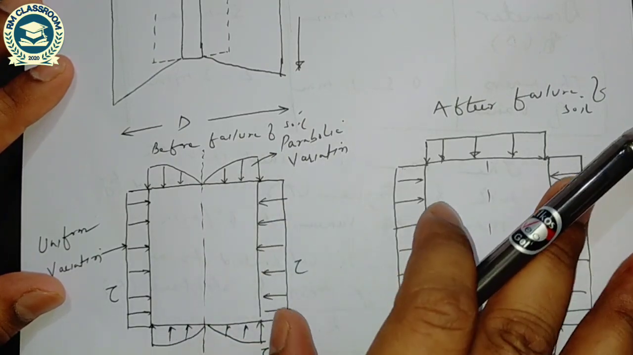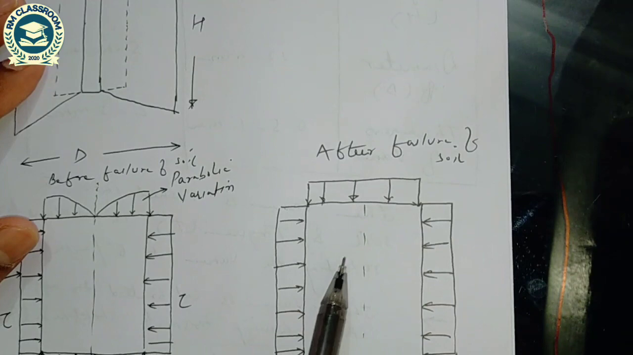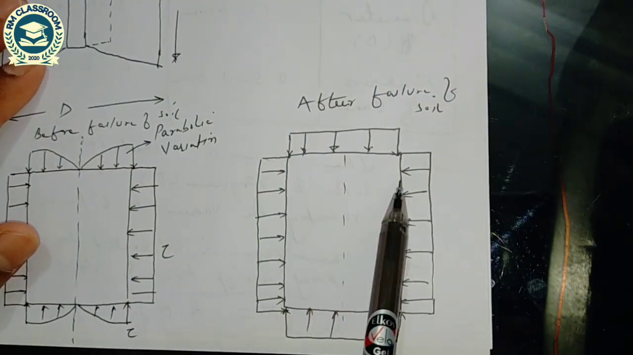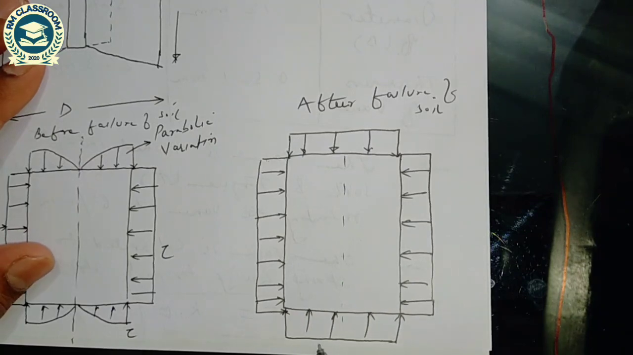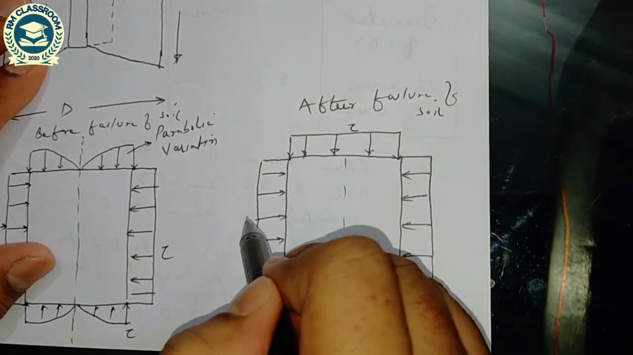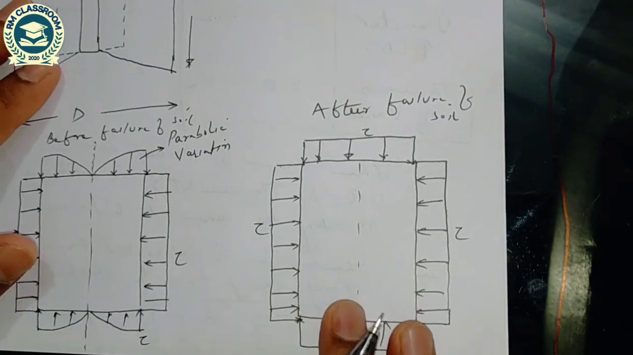And after failure of soil, when soil fails in shear, the distribution of shear stress all around, that is at top and bottom and side, will be uniform. This is the uniform shear stress distribution.